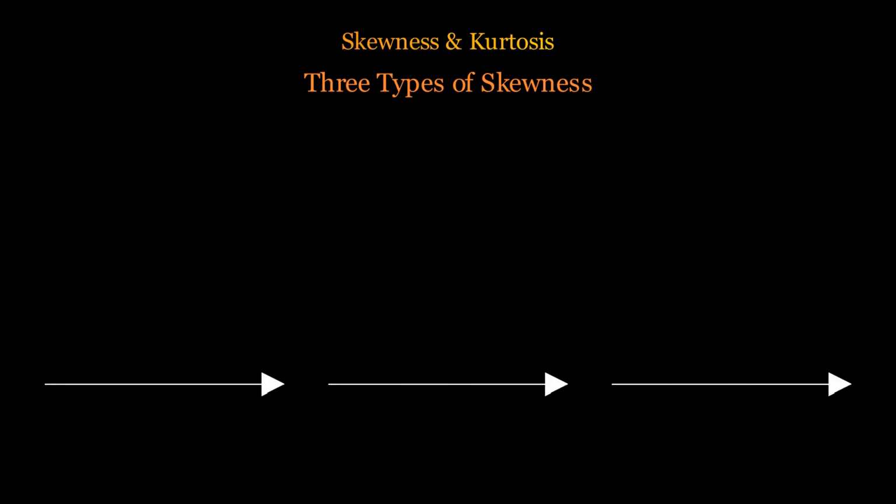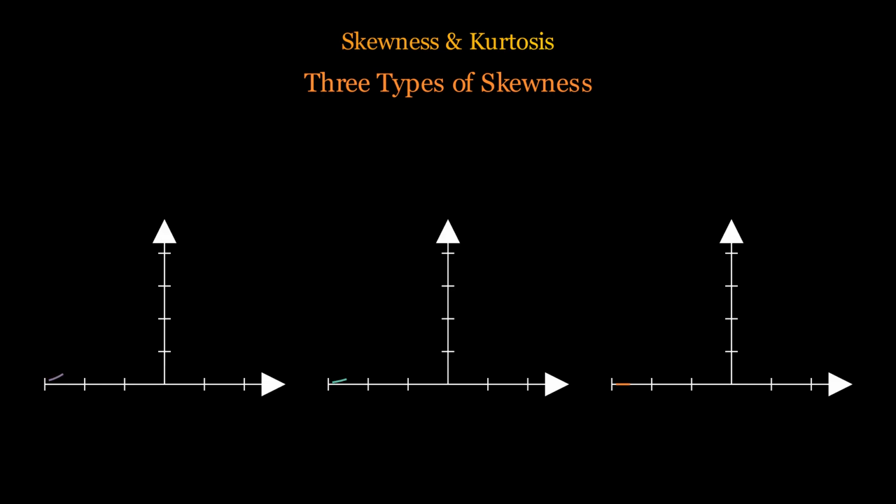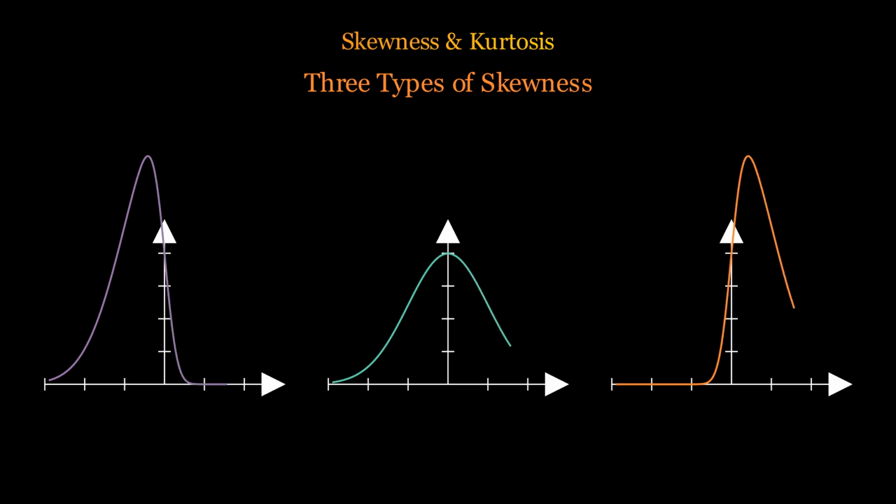There are three possible skewness scenarios, and recognizing them visually is an essential skill. The middle curve, the symmetric normal distribution in teal, has skewness of 0. The mean, median, and mode all coincide at the center. The left skewed distribution in purple has negative skewness. Its tail stretches to the left. The bulk of data clusters on the right side. The mean is pulled left of the median, which is left of the mode.